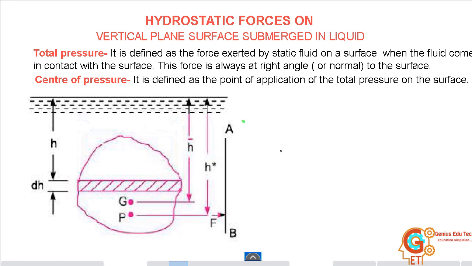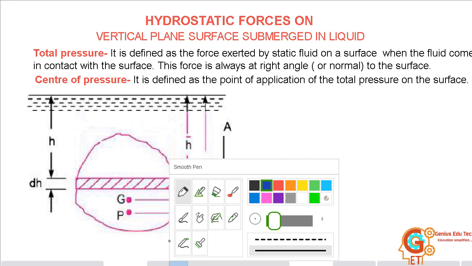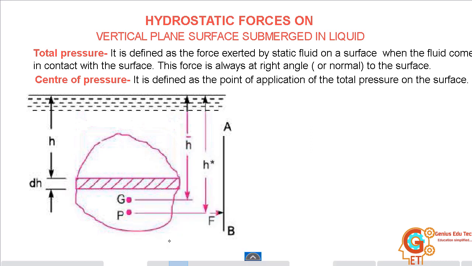Consider a plane vertical surface, say surface AB, which is vertically immersed in a liquid and having some arbitrary shape. Let A be the total area of the surface. So this particular surface will have total area A. Let H bar be the distance of the CG from the free surface of water. Let H star be the distance of the center of pressure from the free surface of water. We will start our derivation with the first part, that is total pressure.